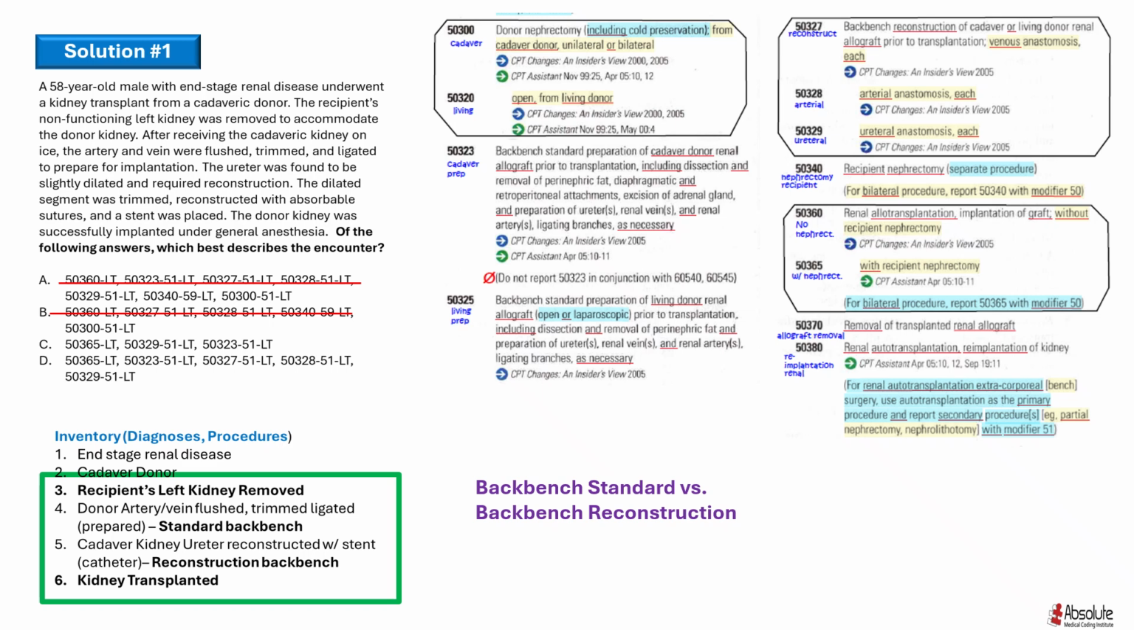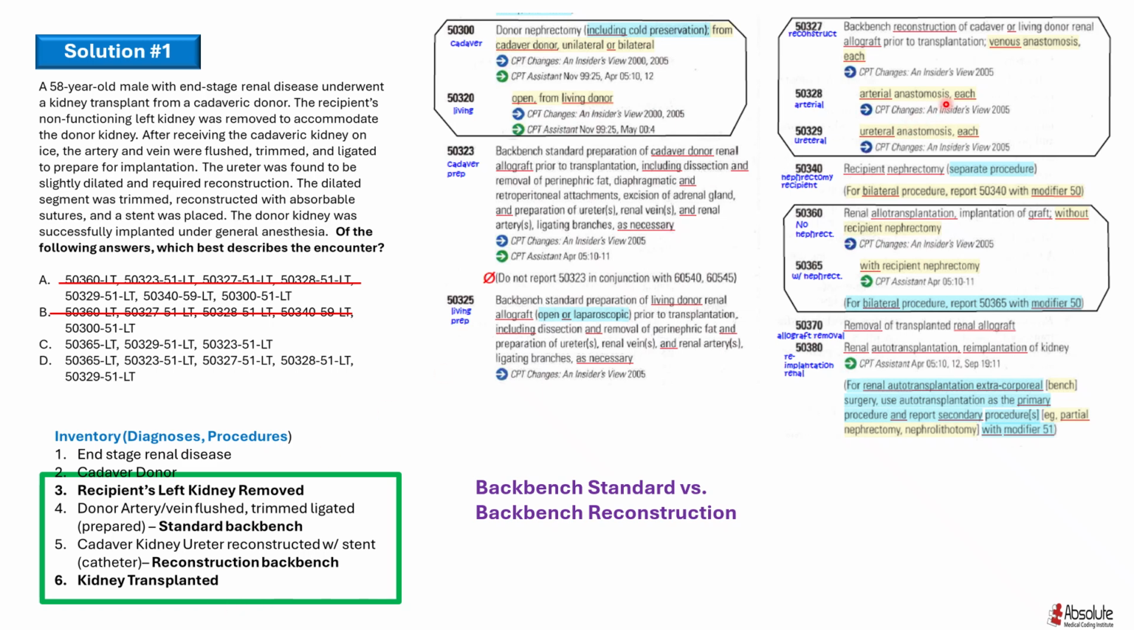Now, if we look at C and D, what is the difference between the two? Well, D is coding for 50327, 50328. So that's the difference. Now let's go look at these two. 50327 is the code for a backbench reconstruction of cadaver or living donor renal allograft prior to transplantation, venous anastomosis. So this is the vein reconstruction. Was the vein reconstructed? If we go to number 5, because we're coding for the reconstruction, only the ureter was reconstructed, and a stent was placed in that ureter. That's it. The arteries and veins were just flushed. That's a part of the standard backbench. I'm going to let that marinate.